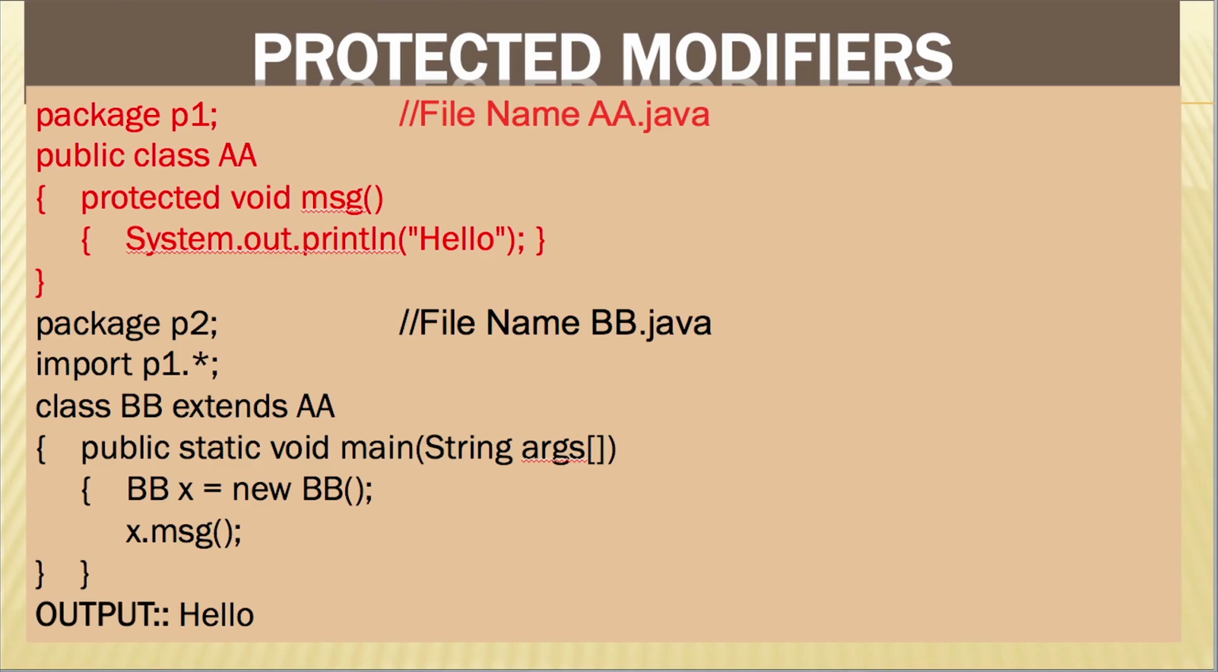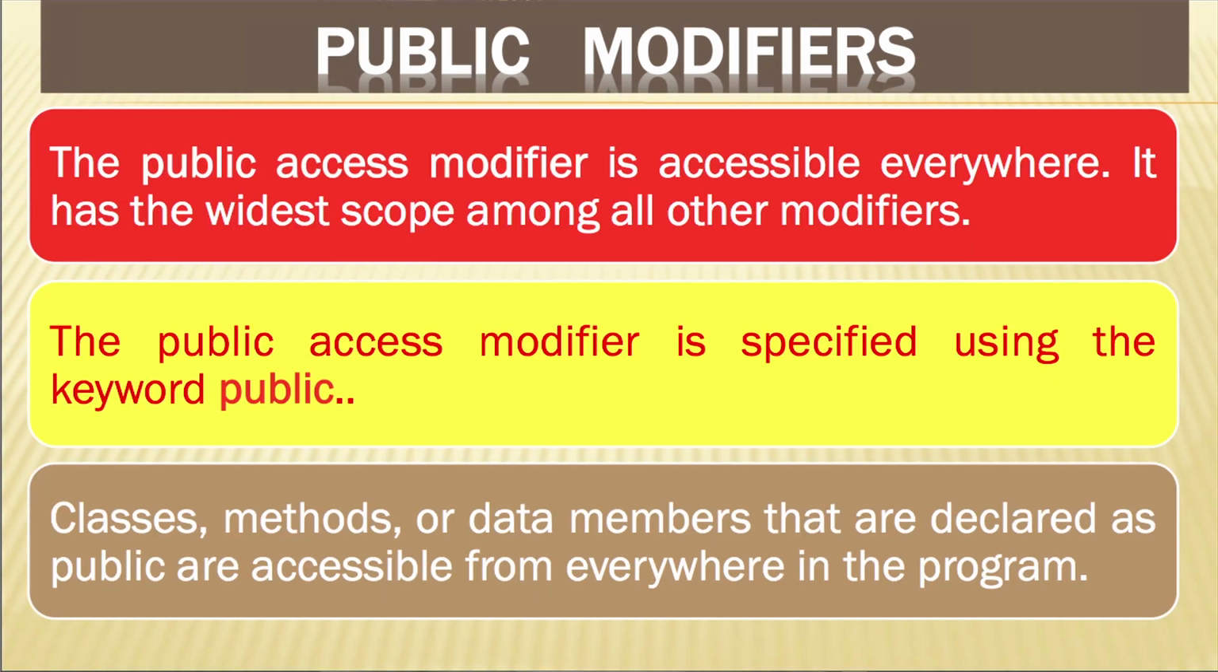So finally we have the fourth modifier, that is the public modifier. The public access modifier is accessible everywhere. It has the widest scope among all modifiers. So it is open to all, and when we mention any variable with the public access modifier, it means we can use it anywhere.